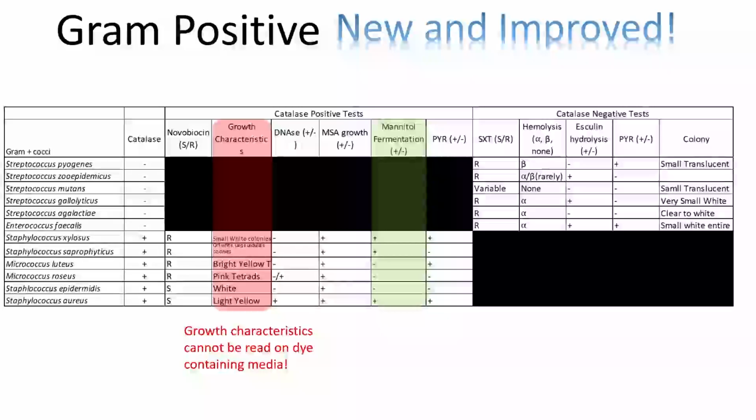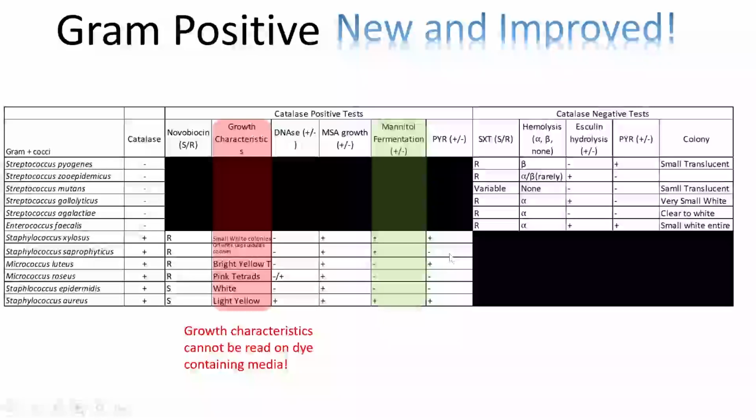Now the hard ones are, of course, Staphylococcus xylosus and saprophyticus. The big difference between them, aside from their growth pattern, is that one is going to be PYR positive, the other is going to be PYR negative.